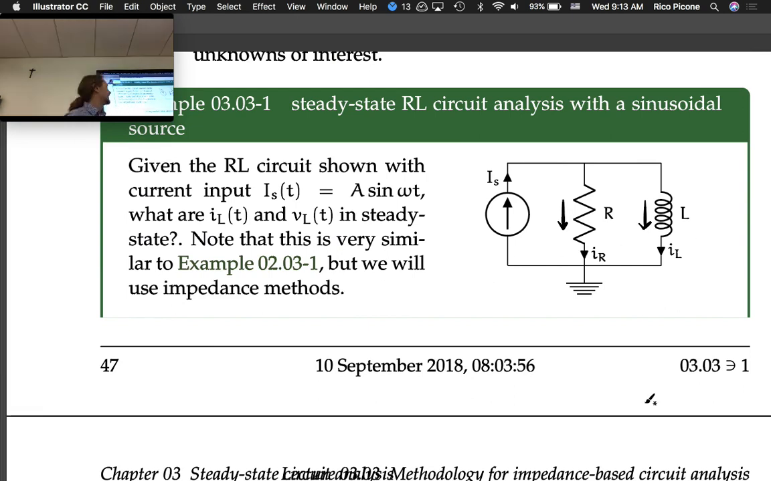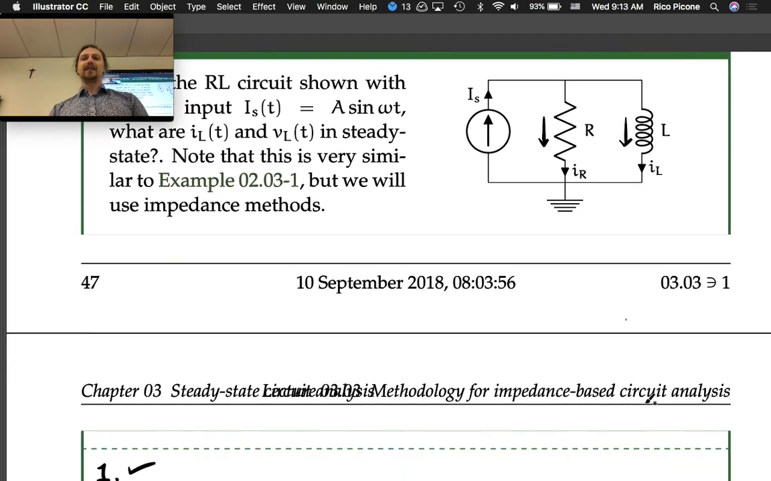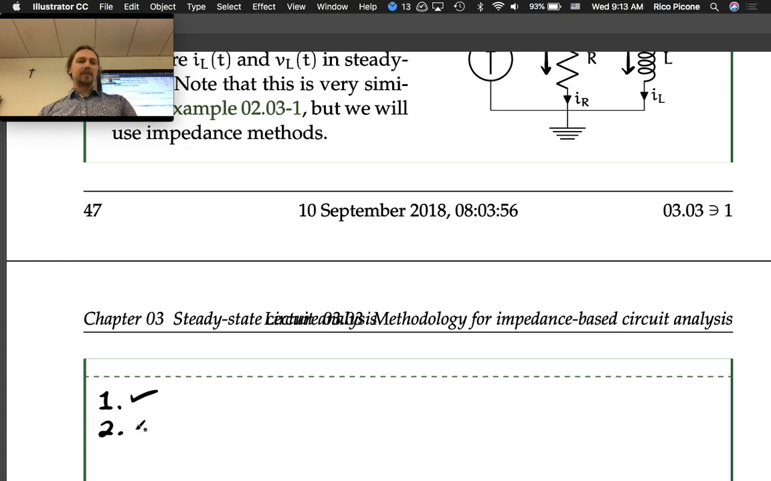Step 2, sign convention. So the signs are already given, so we don't really have a choice. Pointed in the same direction as the current, and voltage drop. So step 2 is done.